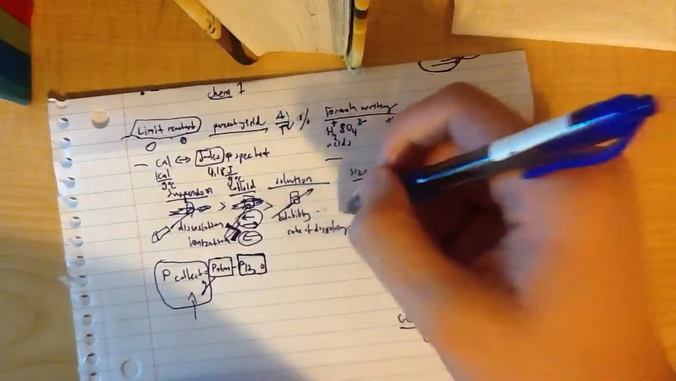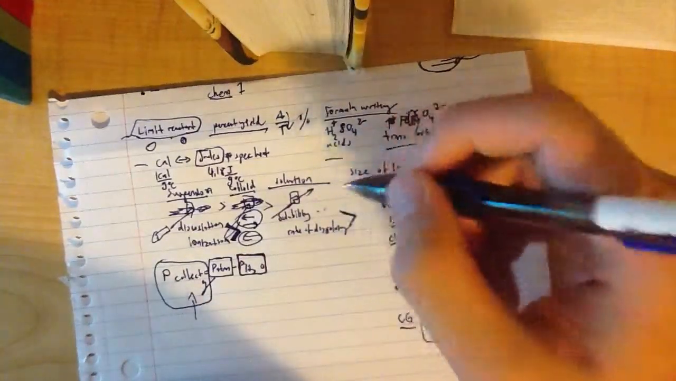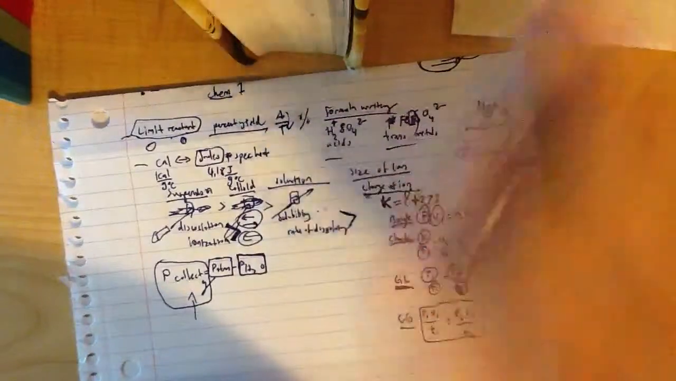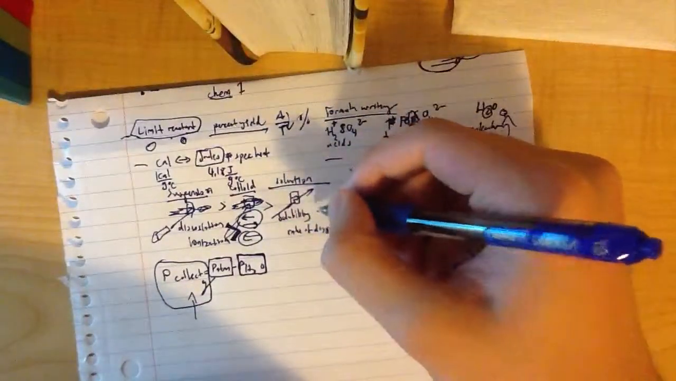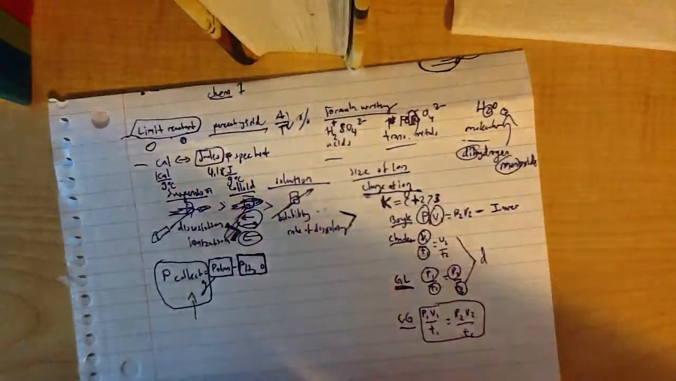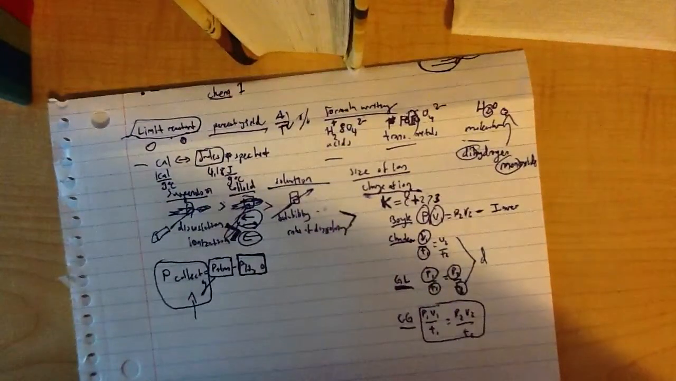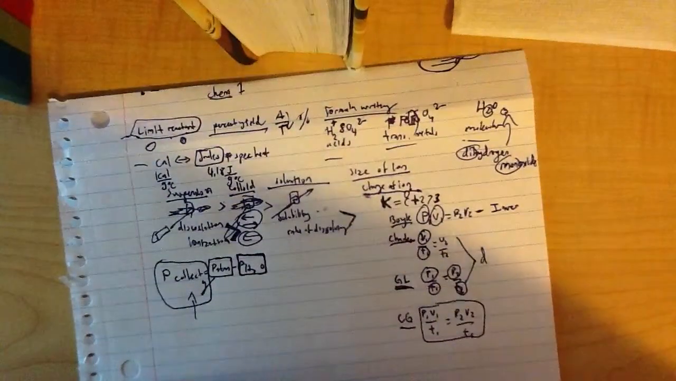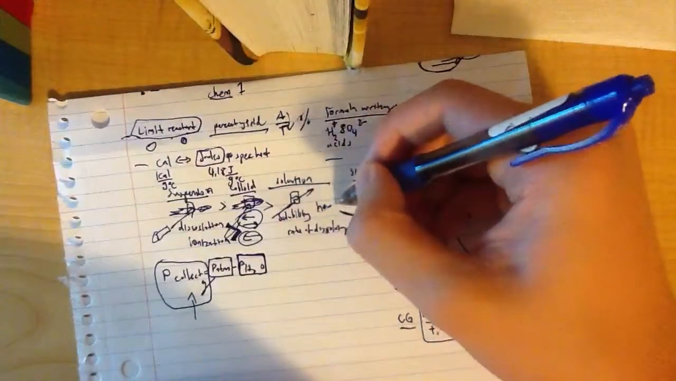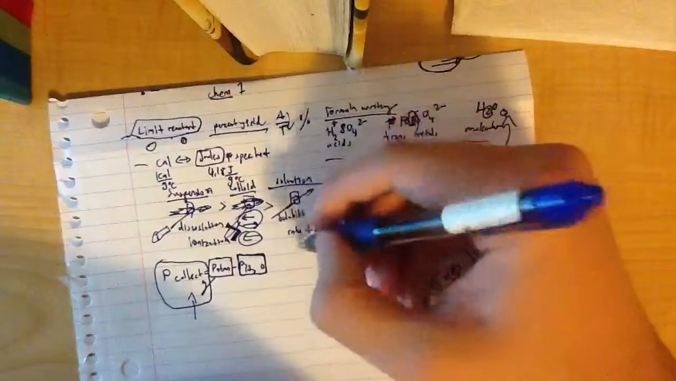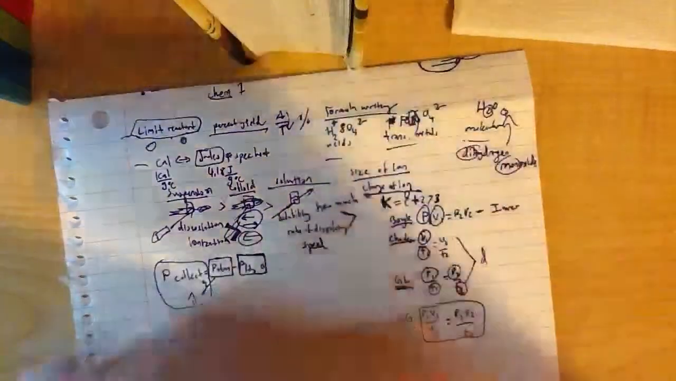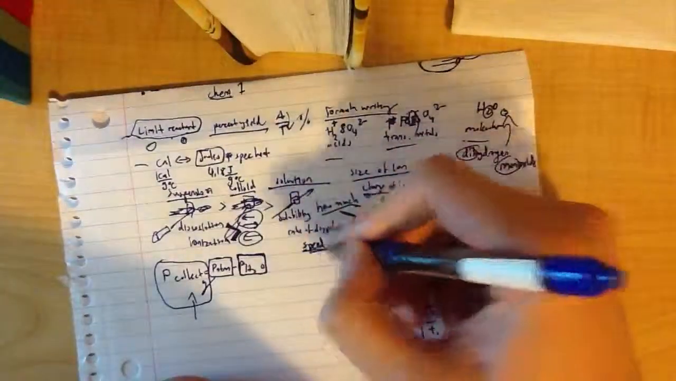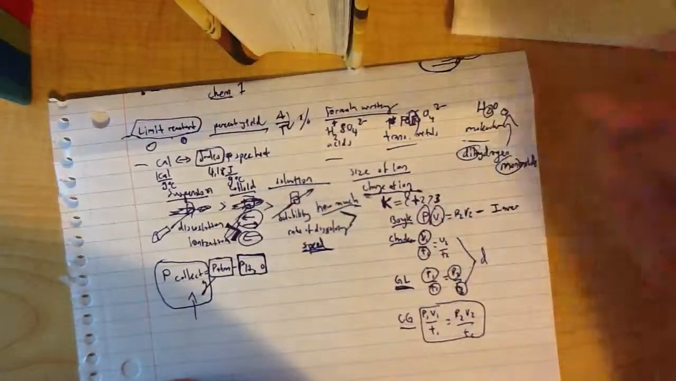Solubility and rate of dissolving. These two are very similar yet very, very different. Solubility is how much solid can dissolve in a solvent, while rate of dissolution is the rate at which a solid dissolves in a solvent, and that is the main difference. So this is how much, and this is the actual speed. Yeah, the speed. So don't get those mixed up. Those are very important. And basically that is it for chemistry.